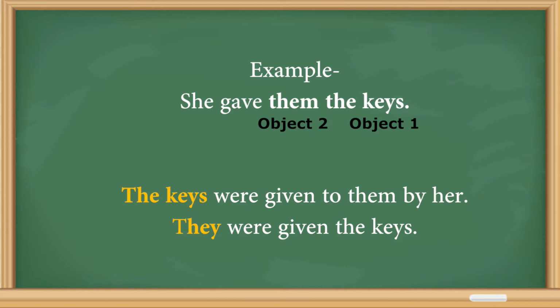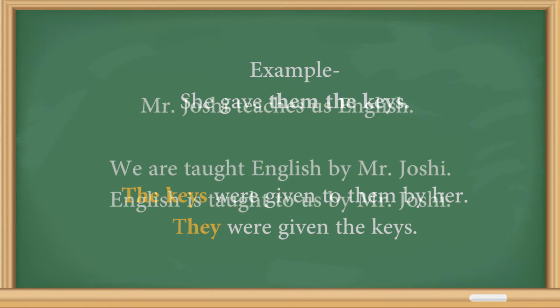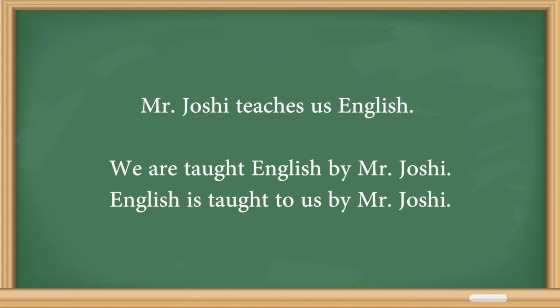Now you can convert this sentence into passive by using these two different objects. First of all, let us take the keys, first object. The keys were given to them by her. Now we'll take the second object. They were given the keys. Now, second example. Joshi teaches us English. Joshi teaches what? English. Joshi teaches to whom? Us. So two objects are decided.